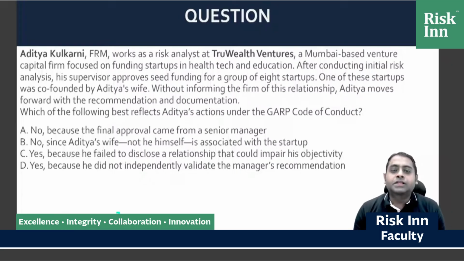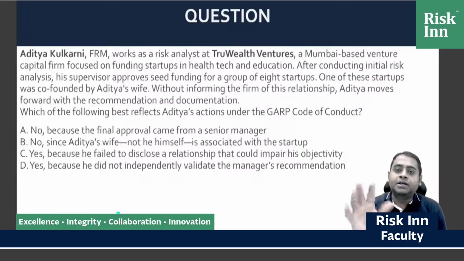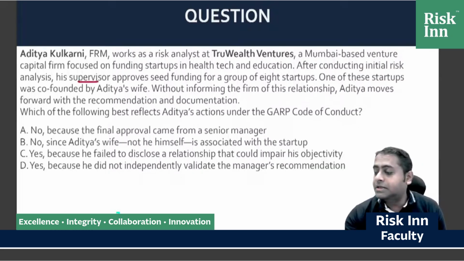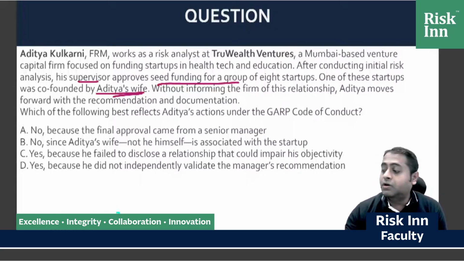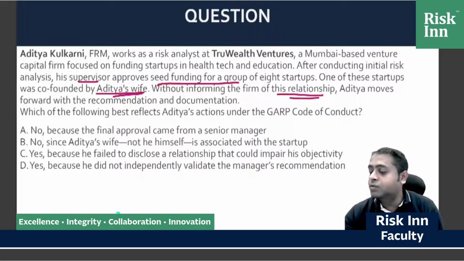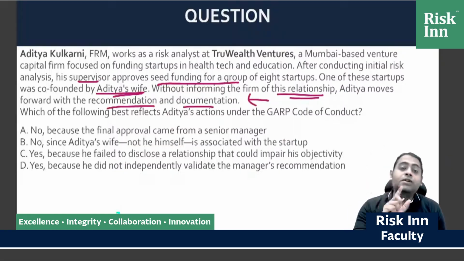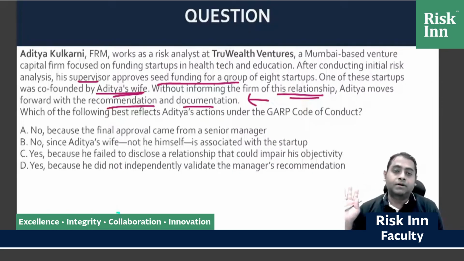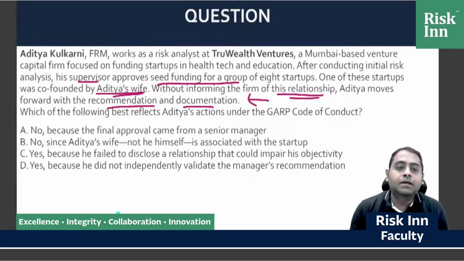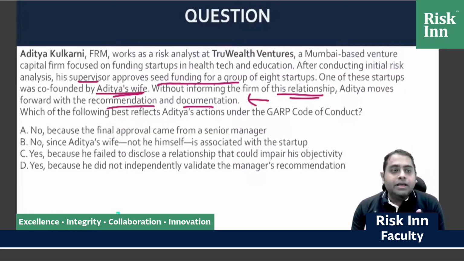Aditya Kulkarni is working for True Wealth Ventures, a Mumbai-based venture capital firm focused on funding startups. After conducting initiatives, the supervisor approved seed funding. One of the startups was co-founded by Aditya's wife. Without informing the firm of his relationship, he moved forward with the recommendation and documentation. He has not informed that one of the selected funds is my wife's. Okay? Is there a problem? But he has not selected, no? The supervisor selected. He is just following the documentation. And it is not my company, it is my wife's company.